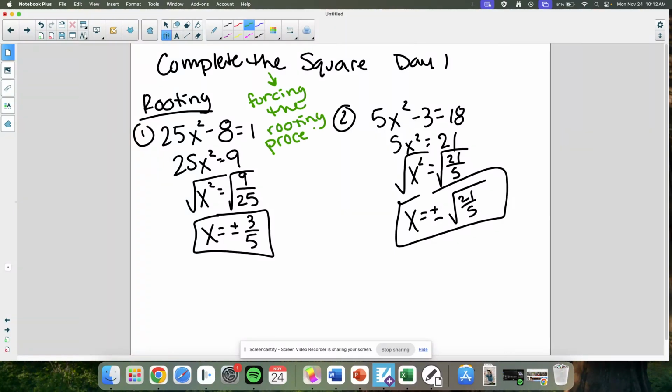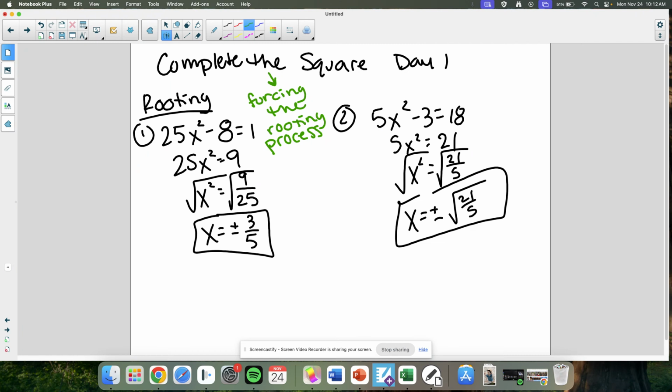So when I say we are going to learn how to complete the square, what we're actually going to learn is how can I force this so I can solve it by rooting. Today we're just going to practice the setup of it. Tomorrow we'll actually finish the problem out. So today is kind of just part one. Tomorrow we'll actually go through and finish it out.